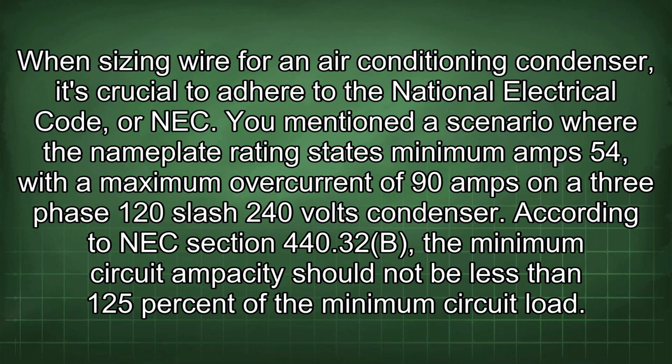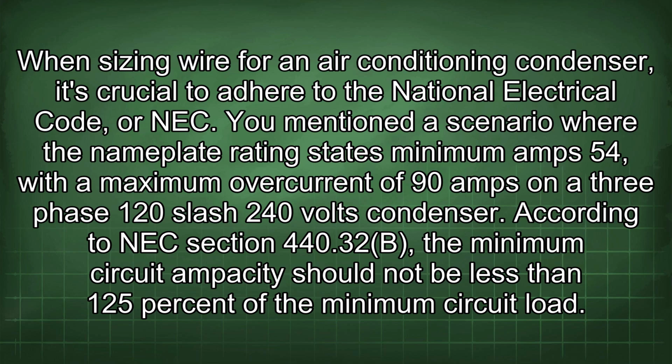When sizing wire for an air conditioning condenser, it's crucial to adhere to the National Electrical Code, or NEC. You mentioned a scenario where the nameplate rating states minimum amps 54, with a maximum current of 90 amps on a three-phase 120/240 volts condenser.